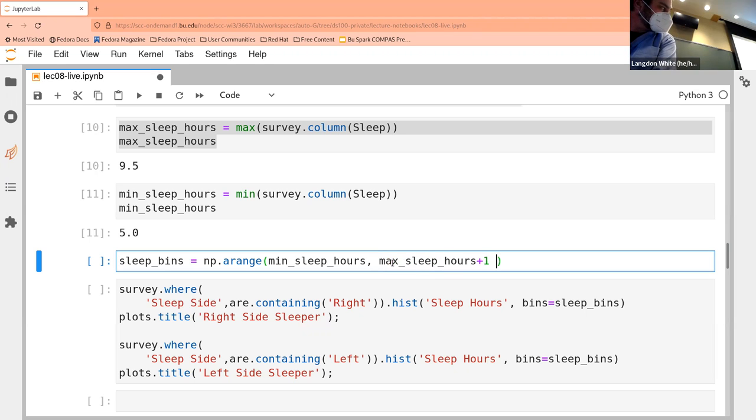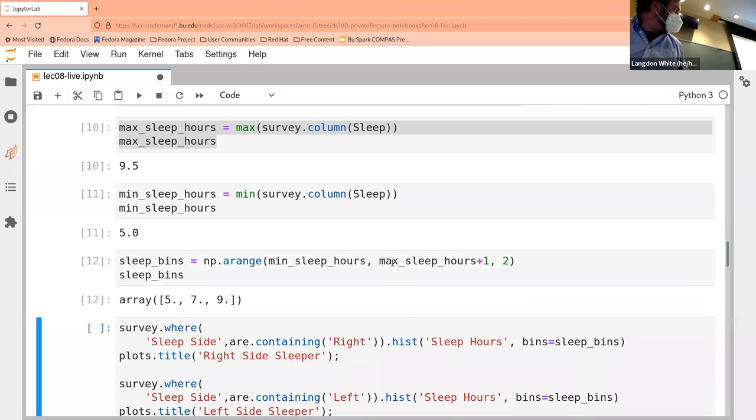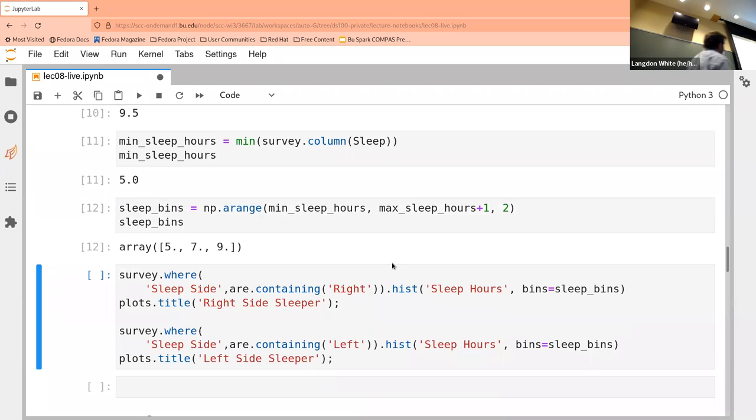So we want to do plus one and then two, as you said before, to do 2 hour chunks, right? And then sleep bins. All right. And if you notice, these are all floats, right? Because we have things like half hour blocks. And then, you know, so now we have some sleep bins.